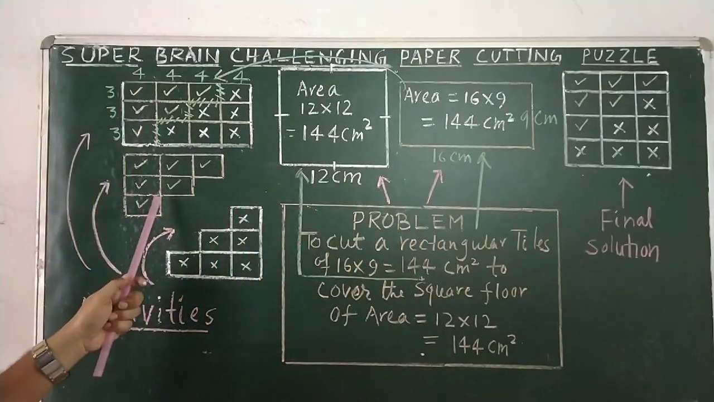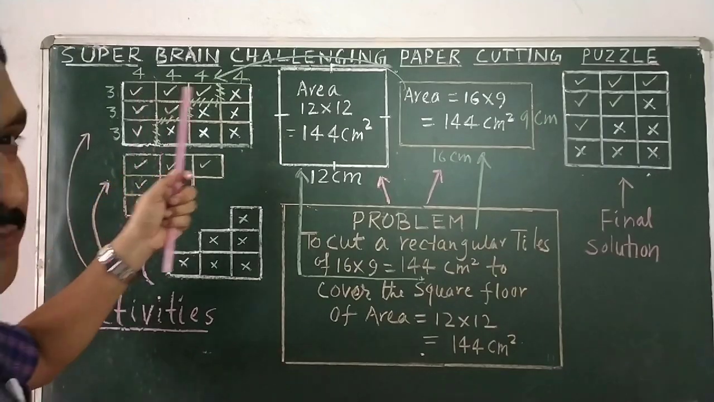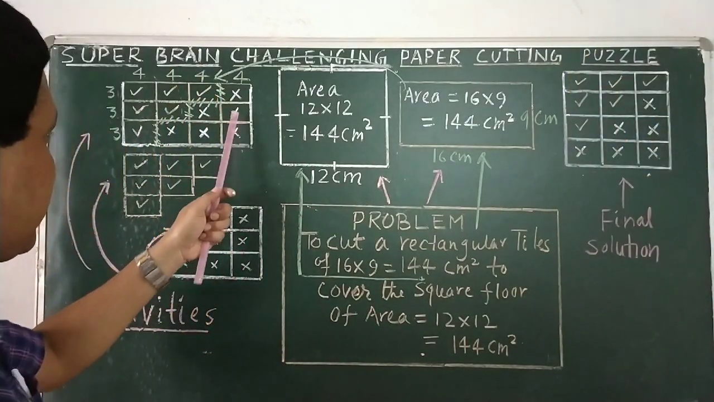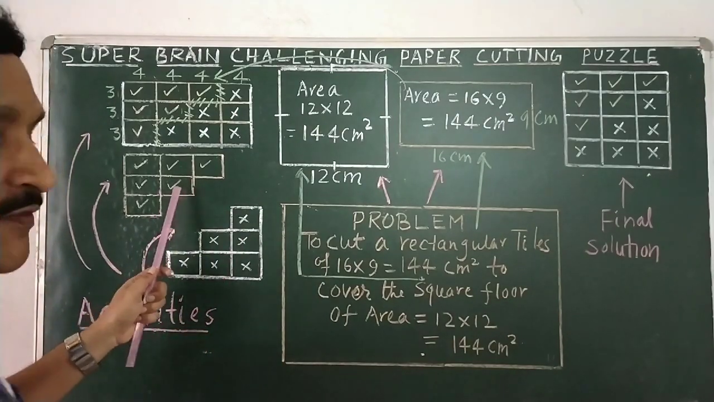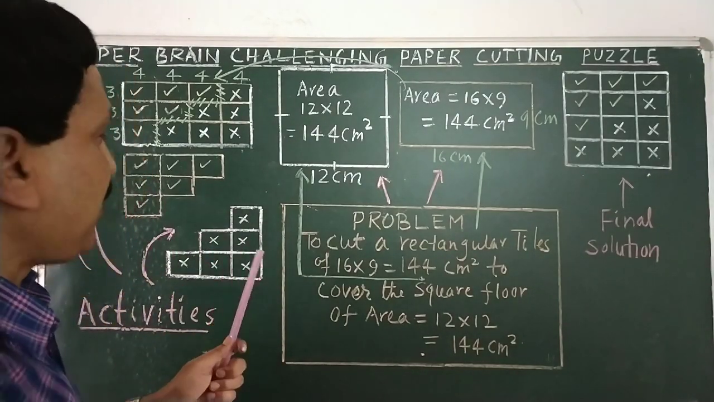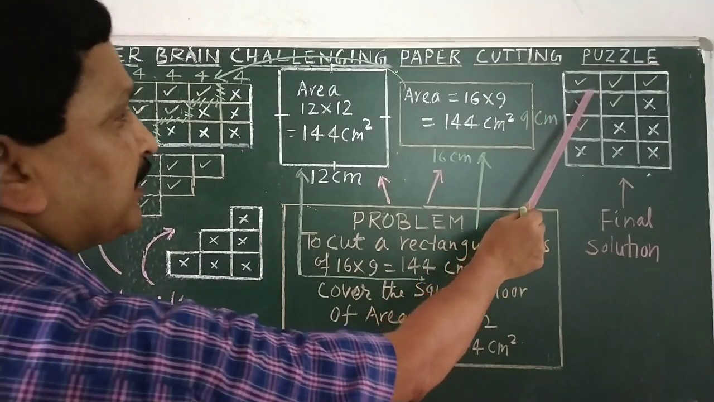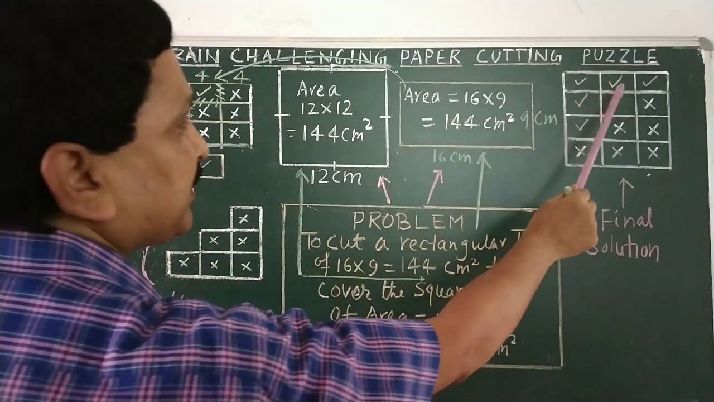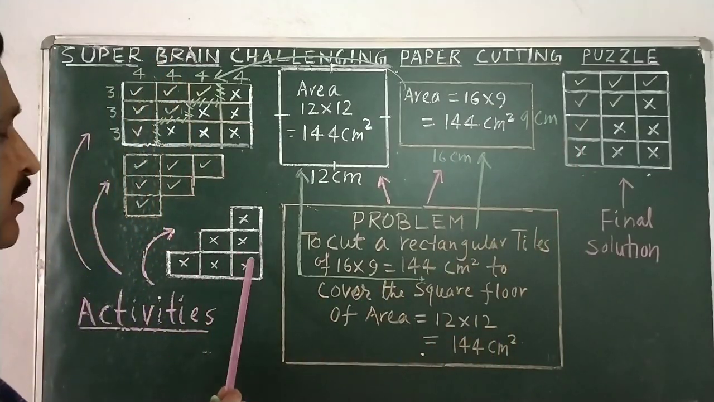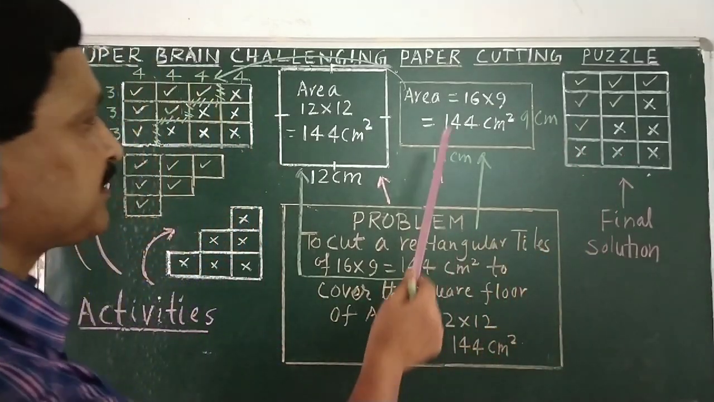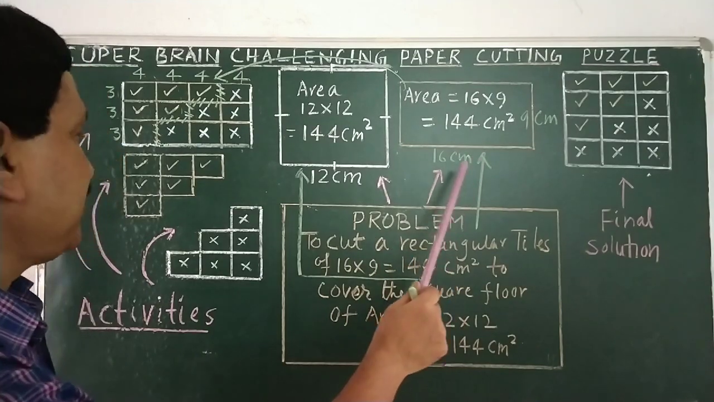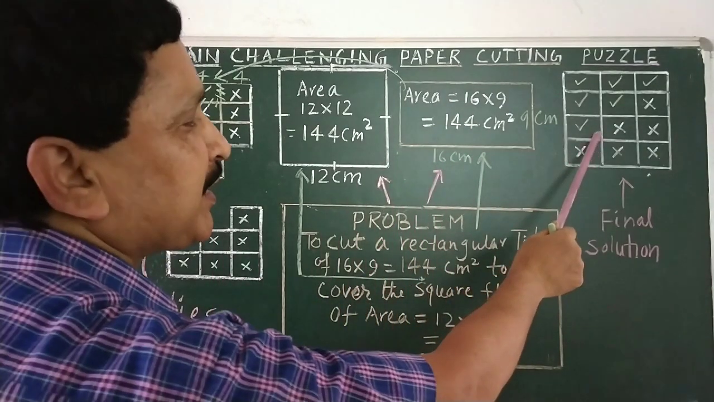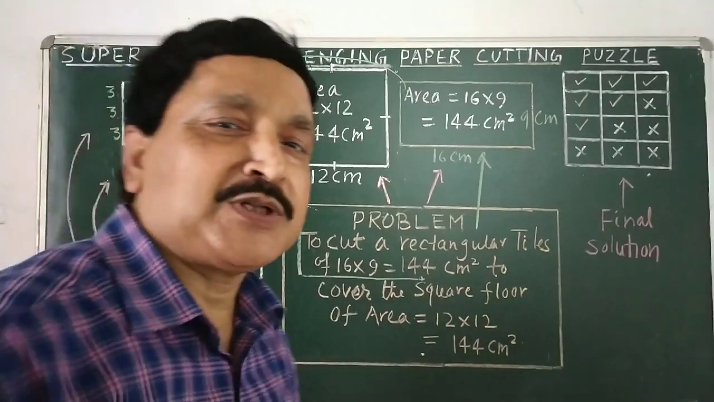Now the two parts: the first part is symbolized by a tick sign, and the second part by a cross sign. So the activity is over. These are the two parts. Now when both parts are kept, this 6 tick sign will cover this part and the 6 cross will cover this part. Hence the rectangular tile is successfully cut in two parts. The two parts will cover this. So the final solution is over, children.